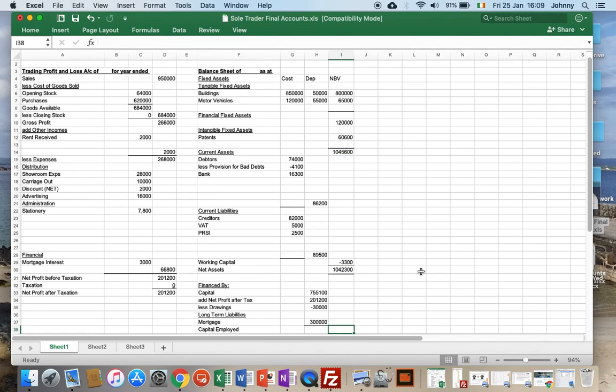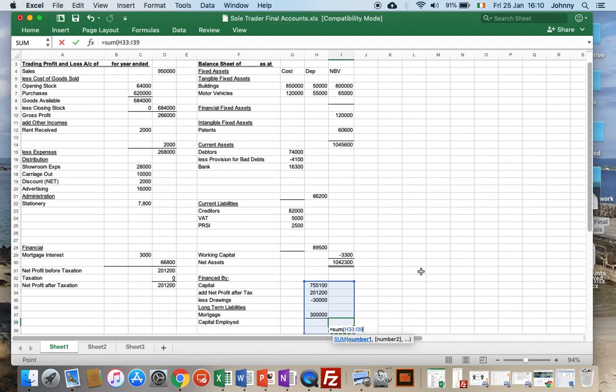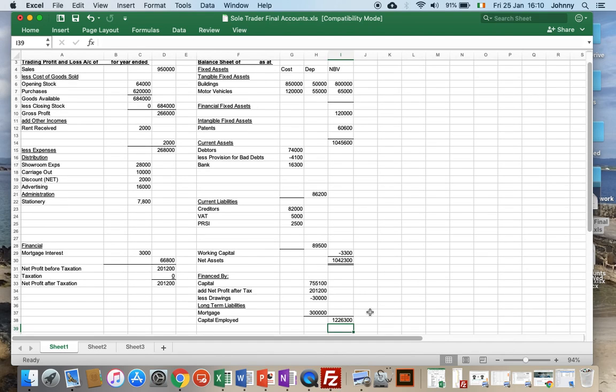So then capital employed, I'll again add everything that I have over in my financed by section and my long-term liability section. And if I've done it right, these two numbers should be the same. They're not. So what I'm going to do, and this is all you will ever do in the exam, I'm just going to find the difference between the two of them. So that difference is 184,000.